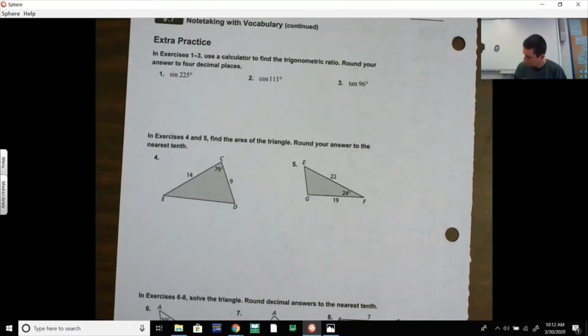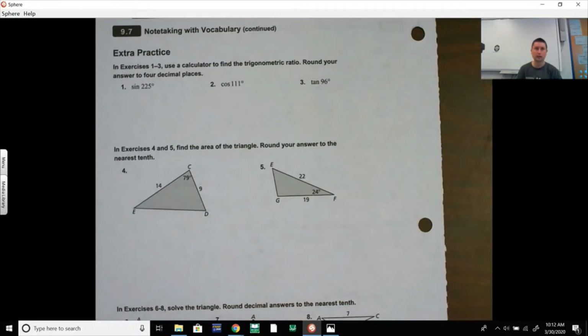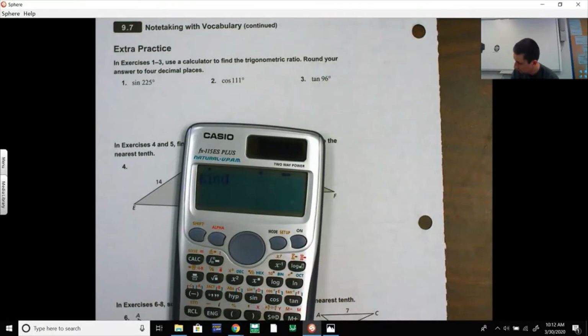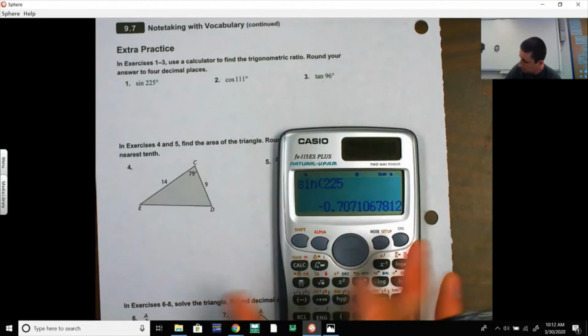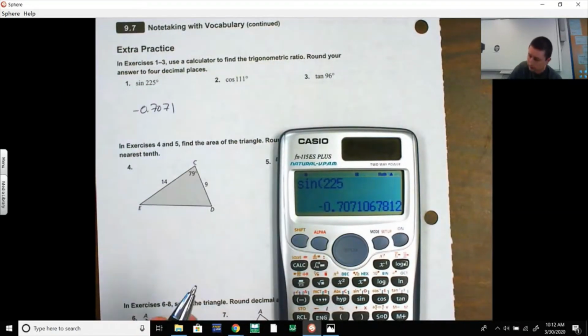So page 276, all that they give us for extra practice is here. First of all, use a calculator to find the trigonometric ratio, round your answer to 2 decimal places. If they want the sine of 225 degrees, all you need to do is sine 225. Make sure you have a decimal point. That's negative 0.7071, 4 decimal places.